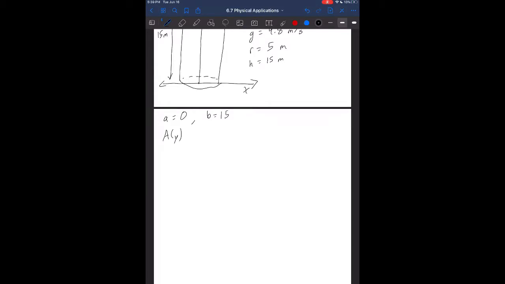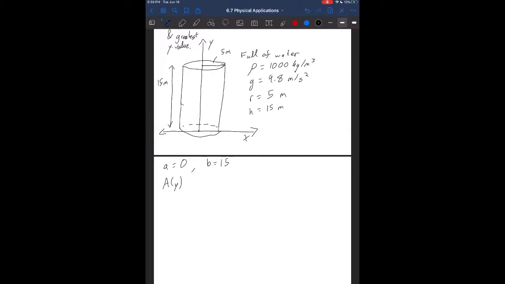Okay. Now we need to figure out our cross-sectional area, A of y. In this very specific problem we're looking at, the areas of cross-sections aren't going to change as we go up or down. So we should expect that our A of y actually won't depend on y for this problem. If we look at some cross-section right here, it's going to be a circle. And specifically, the circle's radius is always going to be 5 meters. So our A of y is always going to be 25 pi, from pi r squared.